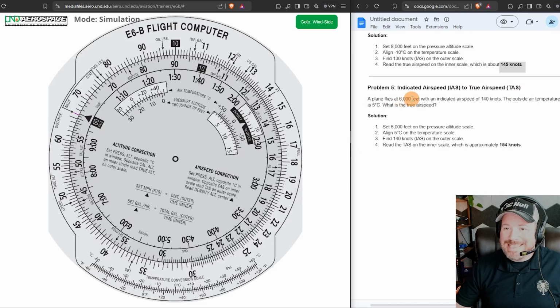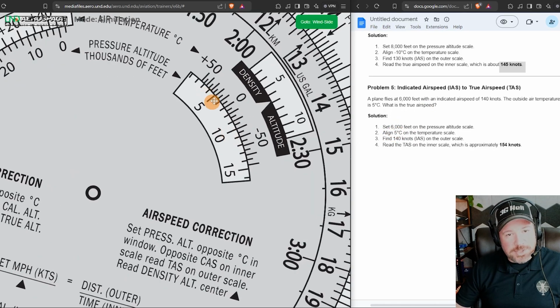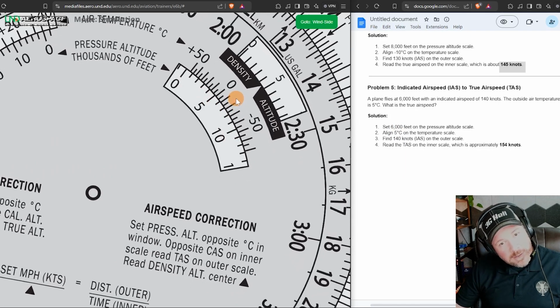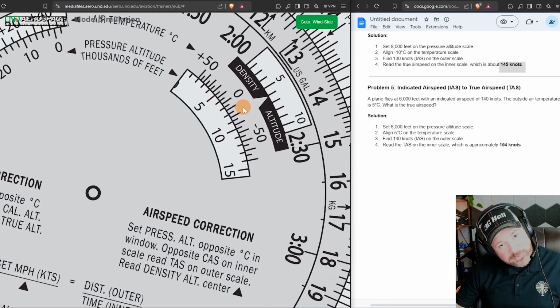A plane flies at 6,000 feet with an indicated airspeed of 140 knots. The outside air temperature is positive 5 degrees Celsius. What is the true airspeed? 6,000 feet pressure altitude, 5 degrees Celsius. So again, we're going to zoom in here. There's 6,000 feet. Plus 5 is going to be on which side of the zero? So plus 5 and 6,000 feet, plus 5 degrees.